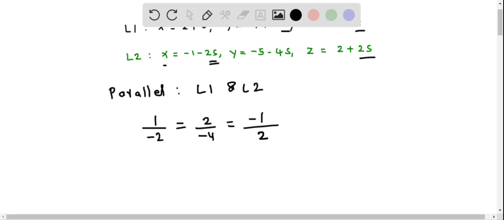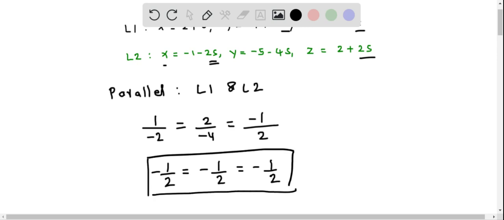Let's simplify this. 1 over negative 2, we can write as negative 1 half, and this equals 2 over negative 4. This gets reduced to negative 1 half, and we already have negative 1 half. So this equation is true. And since this satisfies this equation, we say that the lines L1 and L2 are parallel.